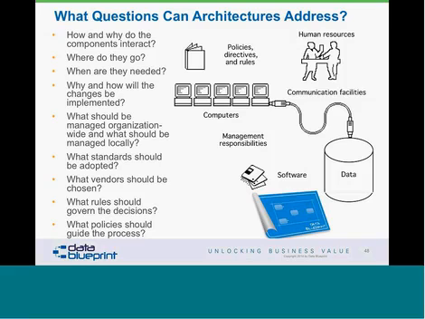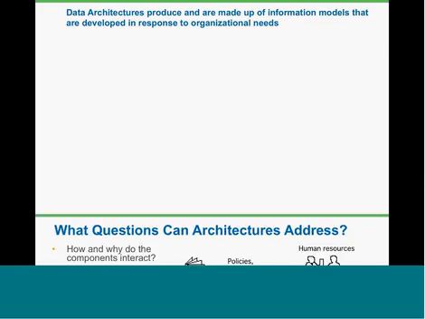And the reason these are important is because architectures tell you how and why the components interact, where they should go, when they are needed, how and why the changes will be implemented, what should be managed organization-wide, what should be managed locally, what standards should be adopted, what vendors should be chosen, what rules should govern the decisions, and what policies should guide the process. And these are just some of the things it will do.